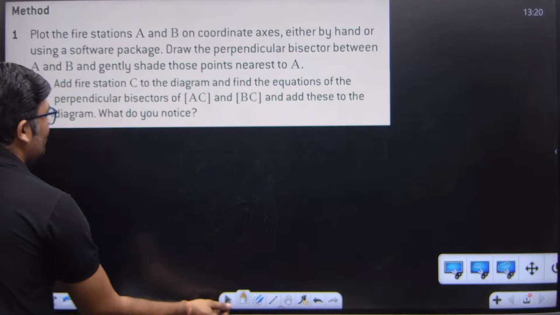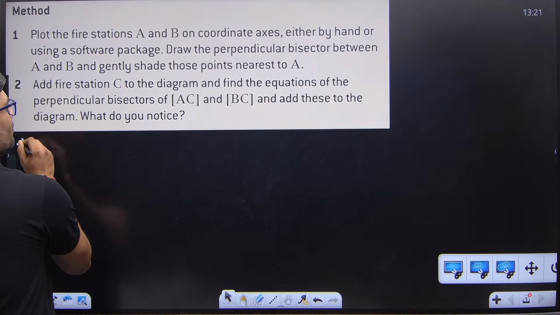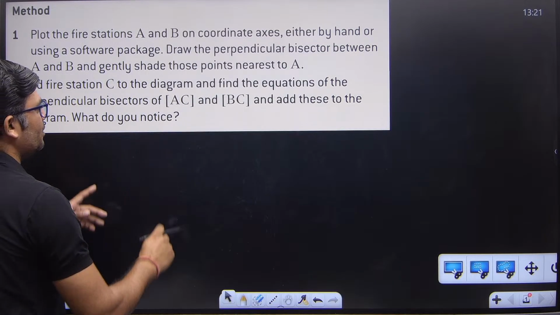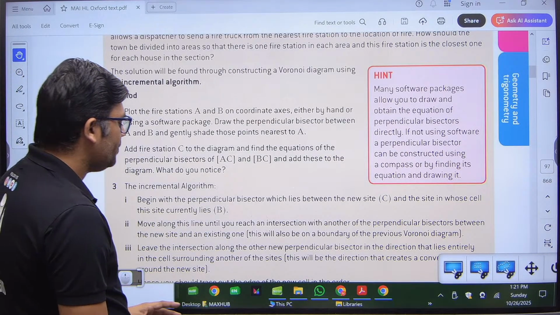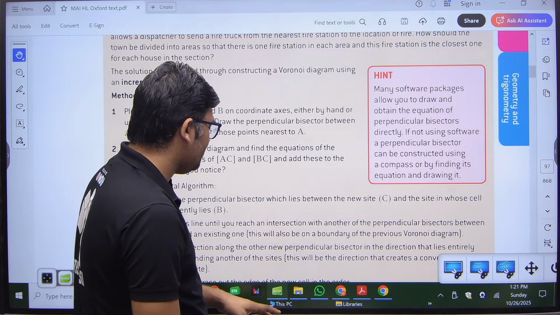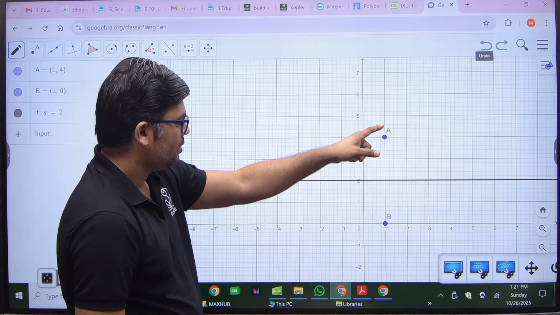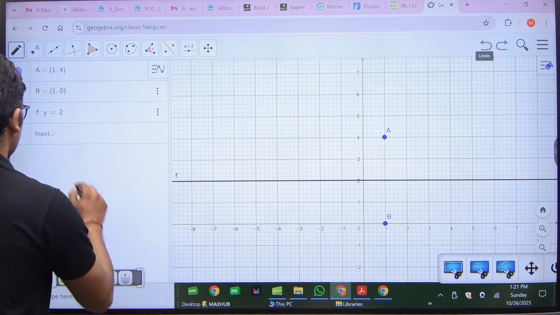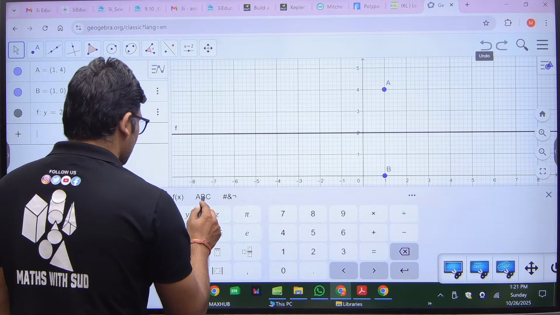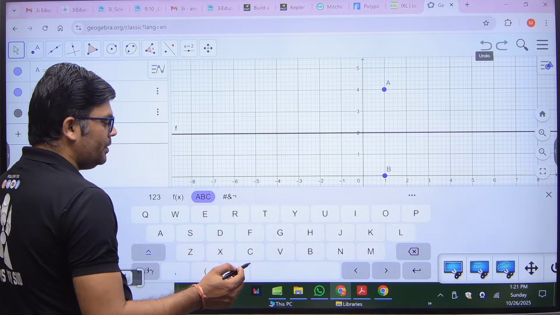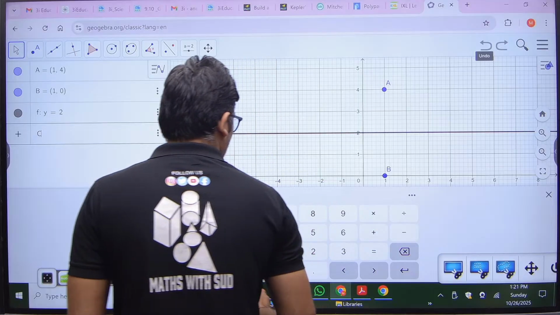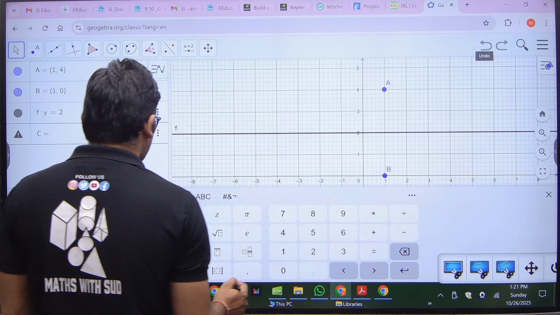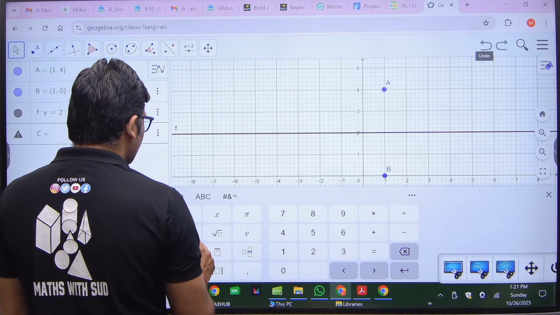Okay, so see the diagram and find the equations of the perpendicular bisector of AC and BC. Now we need to find the perpendicular bisector of AC and BC. Now you still need to plot C. Yes, we have to plot C now. Simultaneously you can also do it at your end, Akriti, go to GeoGebra. We are finding 3 points. Can you tell me what is the coordinate of point C?